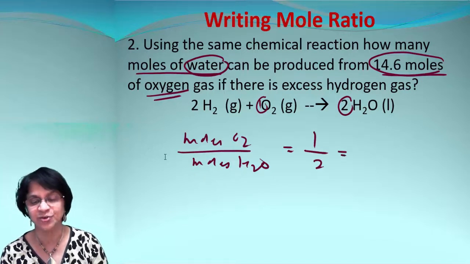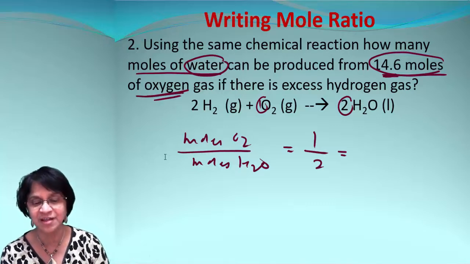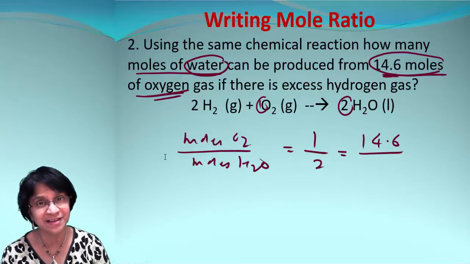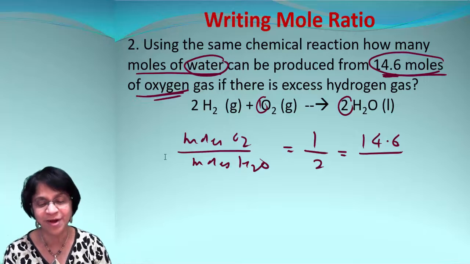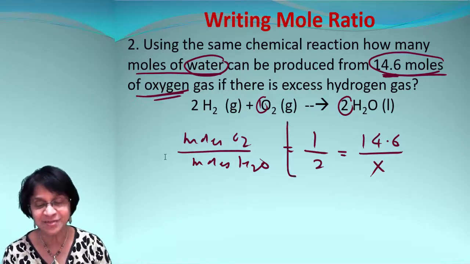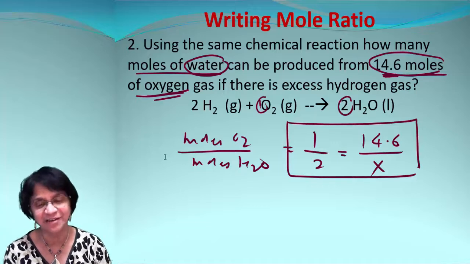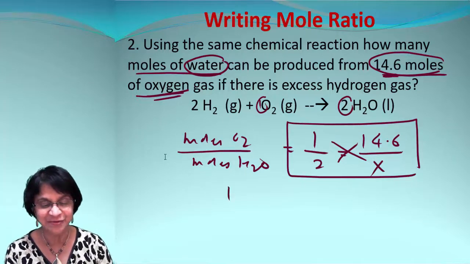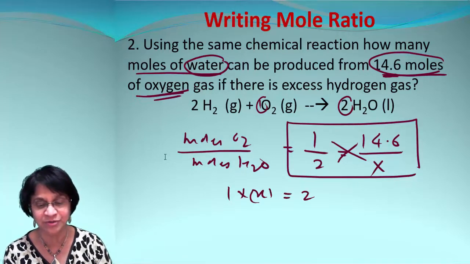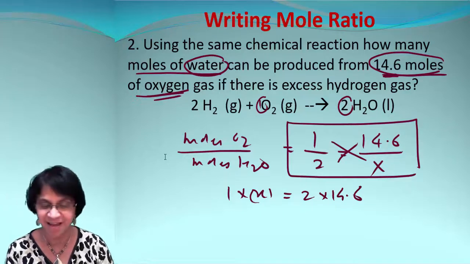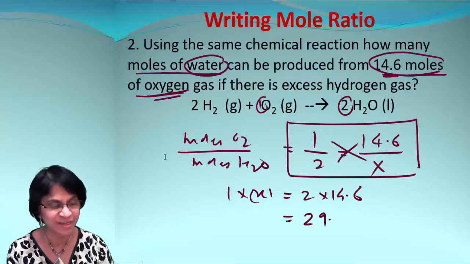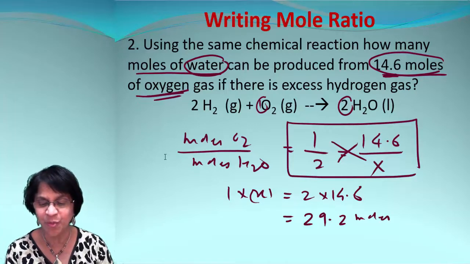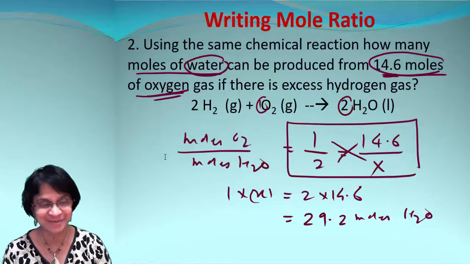Well, if I take the same ratio and I use the values, I have 14.6 moles of oxygen, so I'm going to put here 14.6. And for 14.6, I need to find out how many moles of water I got, so that's the unknown. So this is my equation, and I'm going to solve that. The easiest way is just to cross multiply. So if I do 1 times x is equal to 2 times 14.6, I believe we end up getting 29.2 moles of water. Was that simple?